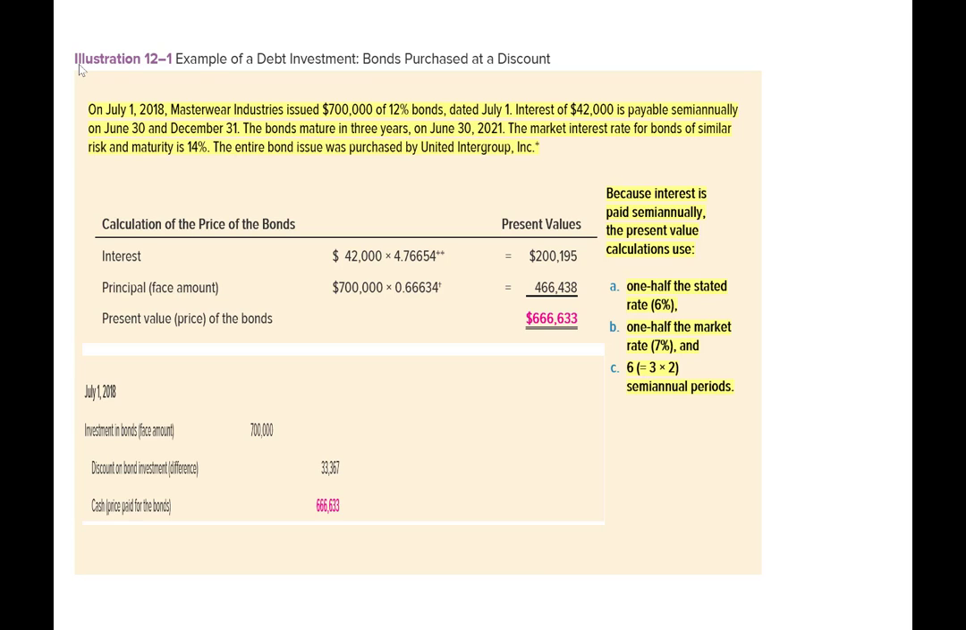Okay, but if we were to tee this up, we would go ahead and tee up bond payable. And what was it, $700,000? Not bond payable, because this is bond investment. $700,000 for 700,000. And we would go ahead and credit the discount. And in this case, we're crediting the discount for the difference, 33,367.